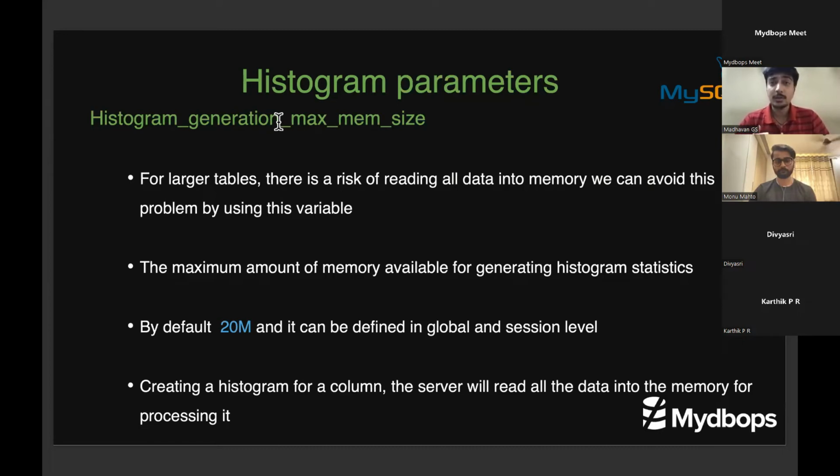If the data needed for the histogram stats is larger than this value, then MySQL will sample the data and build the histogram from the sample. It will not take the entire data into memory. It will do the sampling, and then it will perform the histogram stats. By default it is 20 MB. We can change that at the global and session level.